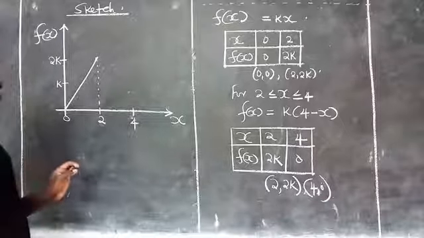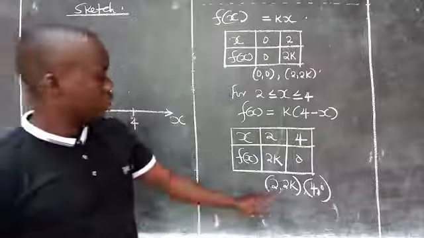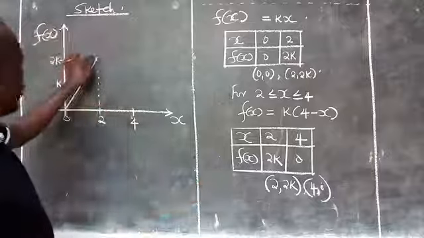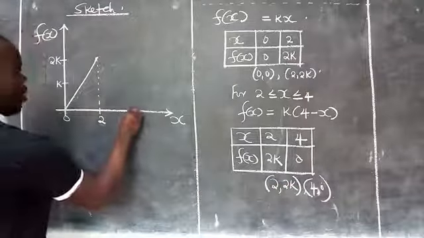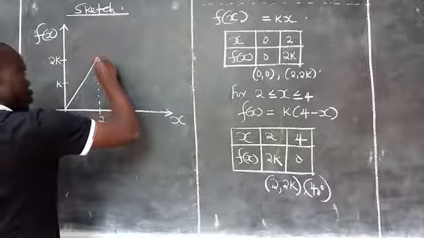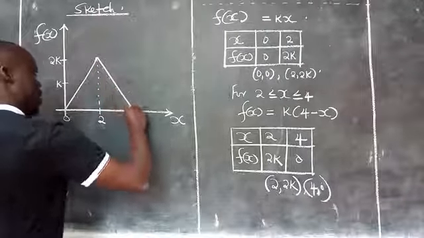And I continue to the next. I have 2, 2k, so they are sharing the same coordinate here. Then 4, 0 will automatically be somewhere here. Then I can join this also because it is also a straight line.